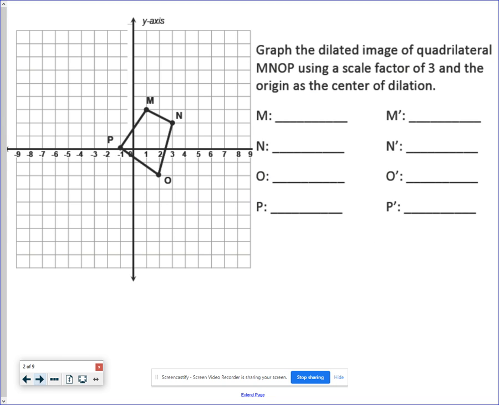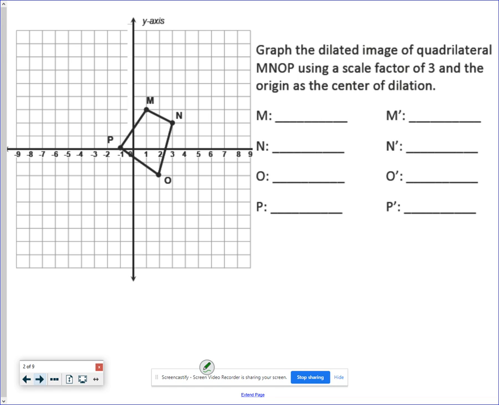So for this problem, we are going to graph the dilated image. I already have the graph here. And we want to get a scale factor of 3 for the new image. The origin is the center of dilation. I said that's what we're always going to go with. I would suggest that we start by getting the original ordered pairs because getting a scale factor of 3 just means multiply everything by 3.